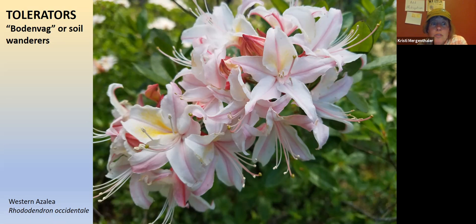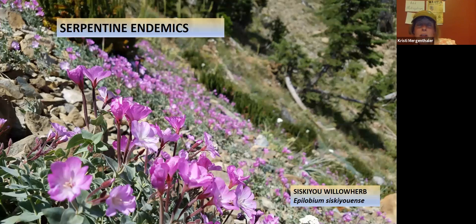And then we have the serpentine endemics, only found on serpentine. This is one that I particularly like that is common, it's known in a few locations on the Siskiyou Crest and a little bit into California, Epilobium siskiyouense. Many of them are just absolutely gorgeous. Fern in the very back is lemon sword fern, major serpentine indicator plant.